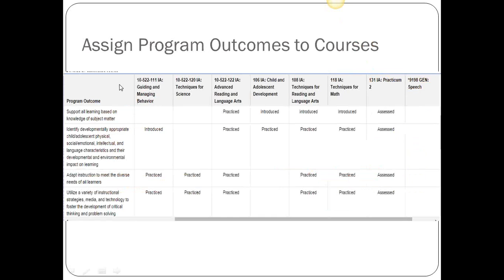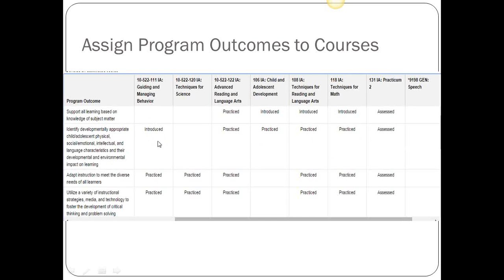You can assign program outcomes to your courses. Once I have my courses across the top in the database, and I already had my program outcomes, I can begin to assign those outcomes. Where is this program outcome being introduced? Where is it being practiced, and where is it being assessed?